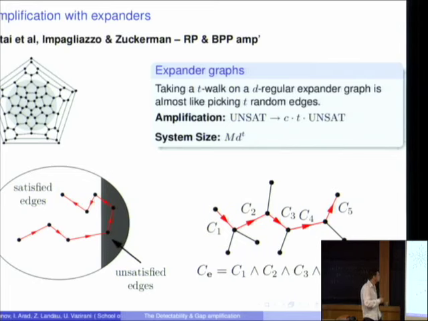Then if we now start taking T-boxes on... Assume that the constraints are on pairs, two locals. Let's now restrict to this class. Then suppose the system is defined on an expander graph. Then if we now take random T-walks on the graph, the edges that we meet are almost as if we are picking them randomly.